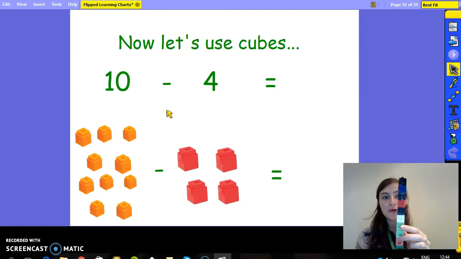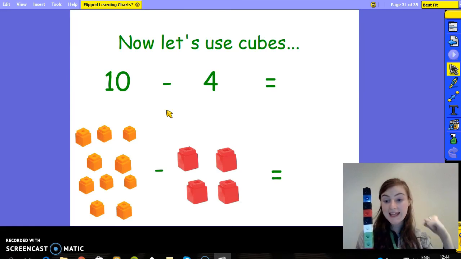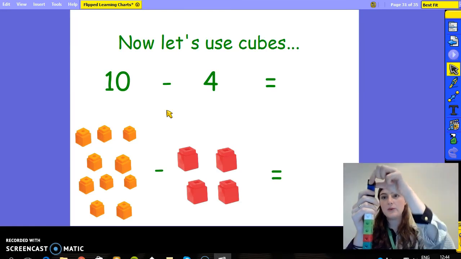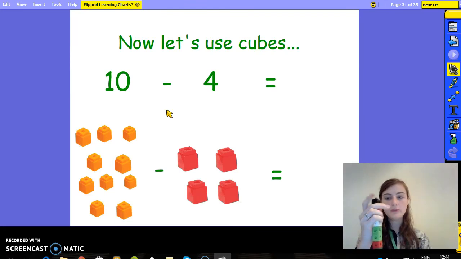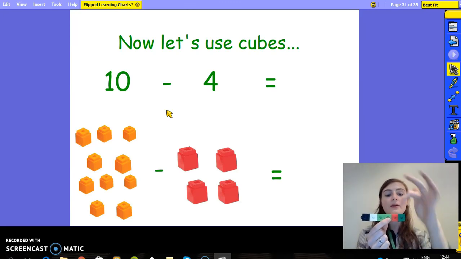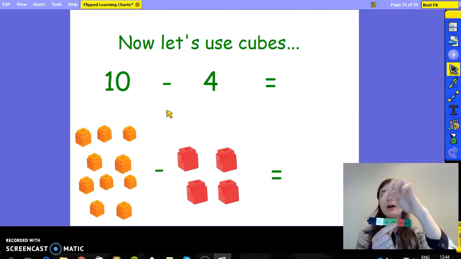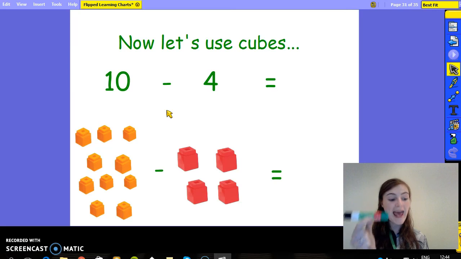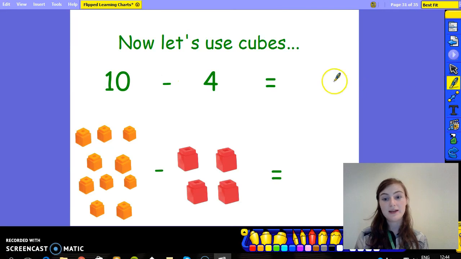We have 10 cubes. Let's count them. 1, 2, 3, 4, 5, 6, 7, 8, 9, 10. And we're taking away 4. Let's take away 4. 1, 2, 3, 4. Now, how many do we have left? 1, 2, 3, 4, 5, 6. 10 take away 4 is equal to 6. Let's write that in our number sentence. 6.